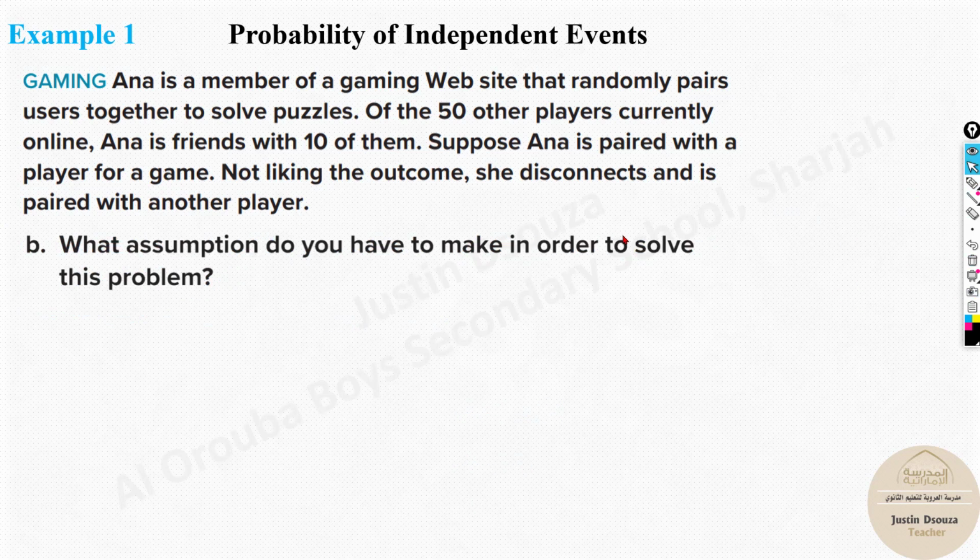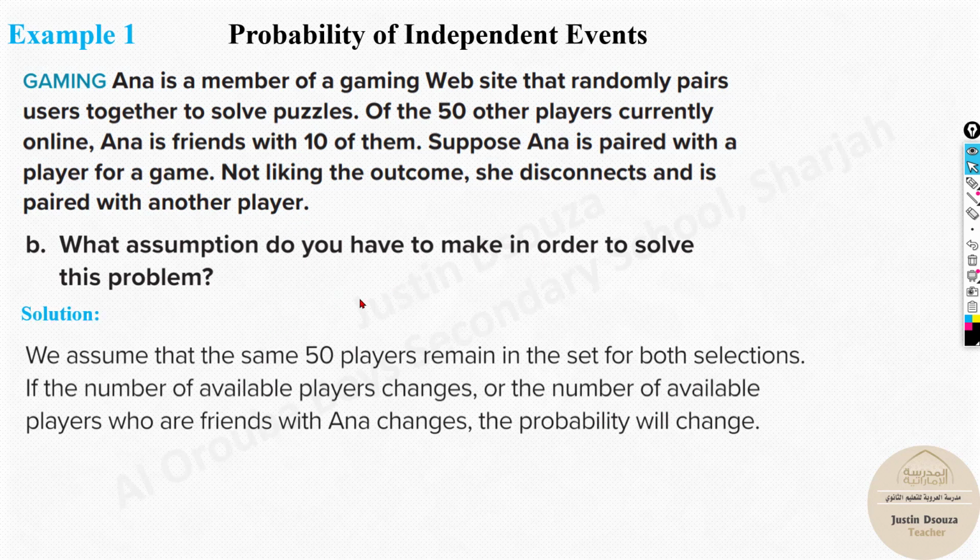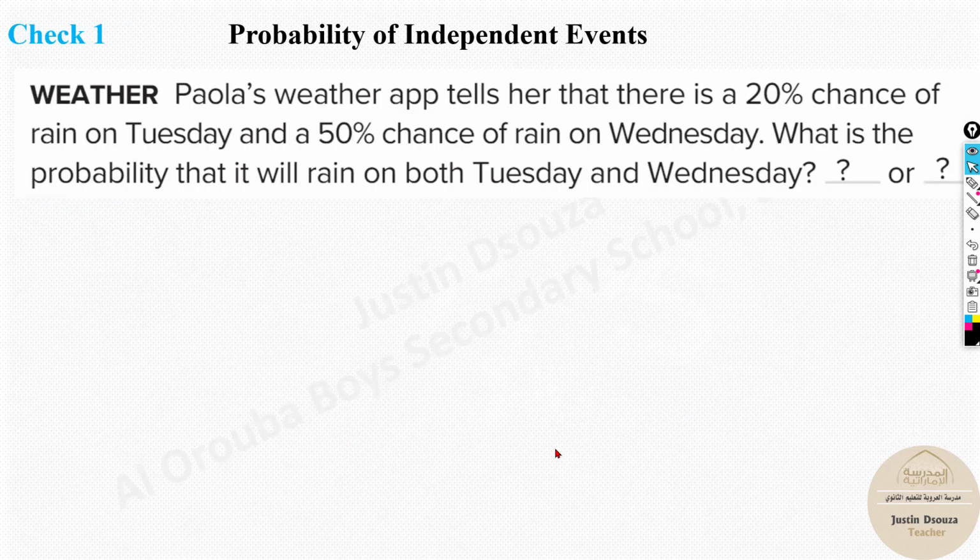And over here, what assumptions do you have to make in order to solve this problem? What assumption did we make? For example, when the game started, there were 50 players and 10 of them were friends. We're assuming all the time that it's the same condition, but in reality, it won't be the same. First time, yes, it'll be 50, but next time, some of them might have left the game, and some of the friends might reduce or increase. So this is a variability, but we are assuming that it's the same: 50 are the total players, and only 10 are our friends. That is the assumption we have to make in order to solve this, because if the number of players or friends changes, then the probability also changes.